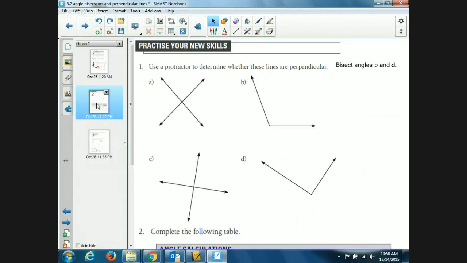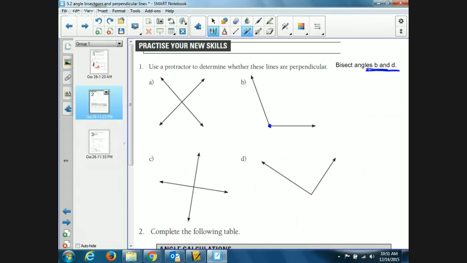Don't just think that they look perpendicular. Some of them might look like that, but they aren't. One is really obvious that it isn't. One of those four. But the other thing is bisect angles B and D. Practice with a compass and straight edge, B and D.